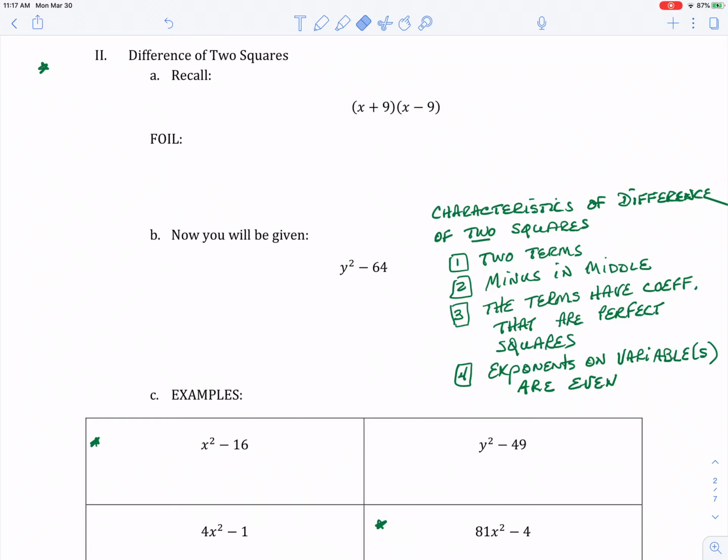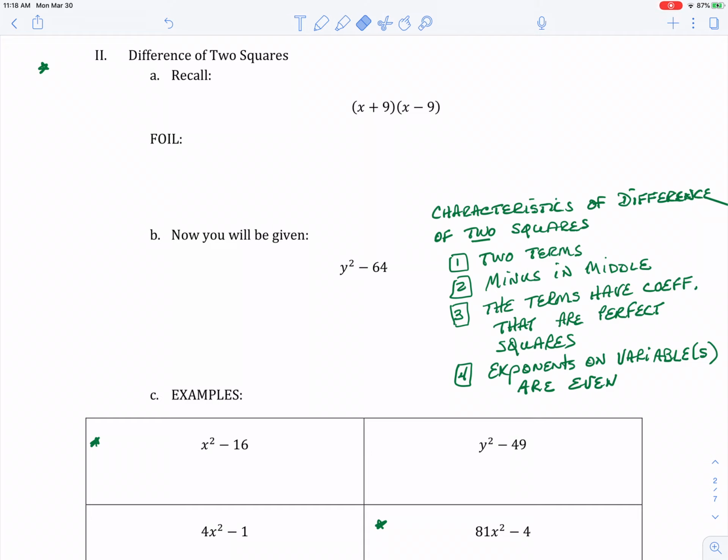All right, continuing on, this is still section 6.4. We're now going to look at another special product. This one is called the difference of two squares. So characteristics, difference of two squares. Each of these is going to have two terms. There is going to be a minus in the middle. That's where the word difference comes from. And the terms are going to have coefficients that are perfect squares. The exponents on the variables are going to be even.